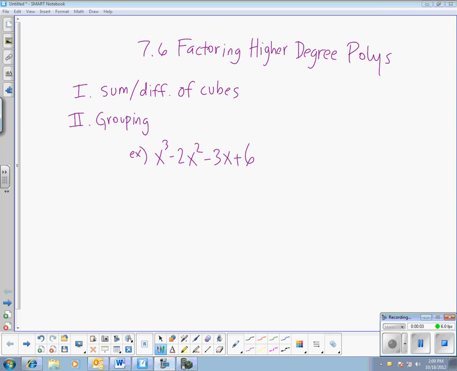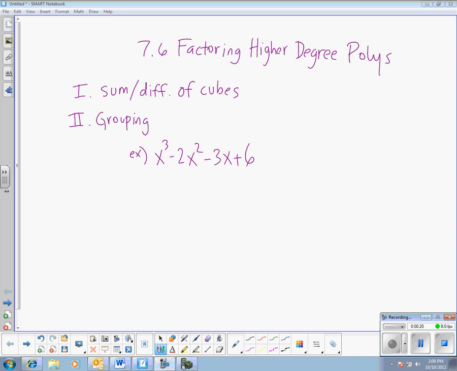Hey guys, this is 7-6. It's factoring higher degree polynomials. In this section, we are working on polynomials that are degree 3 or more, and not just quadratics. You've factored lots of quadratics in your life, and you will do lots more, but this is about how we factor stuff that's more than quadratic.